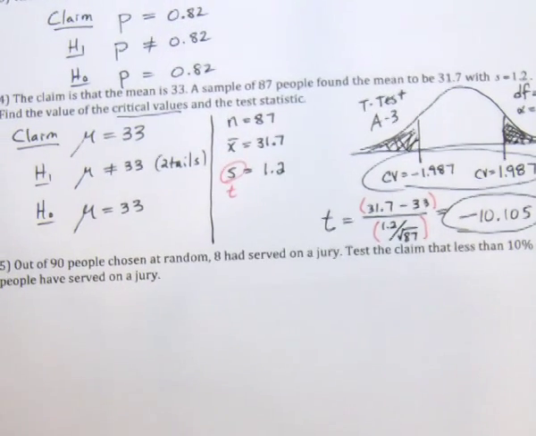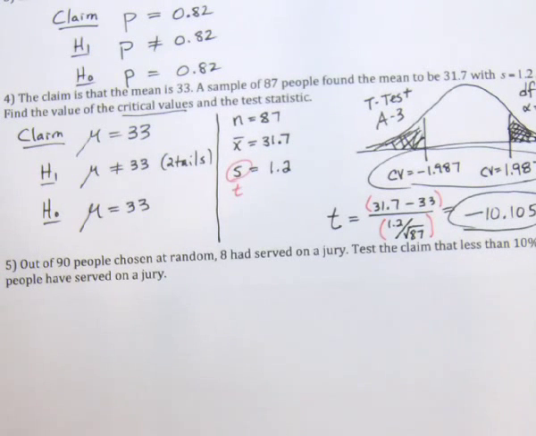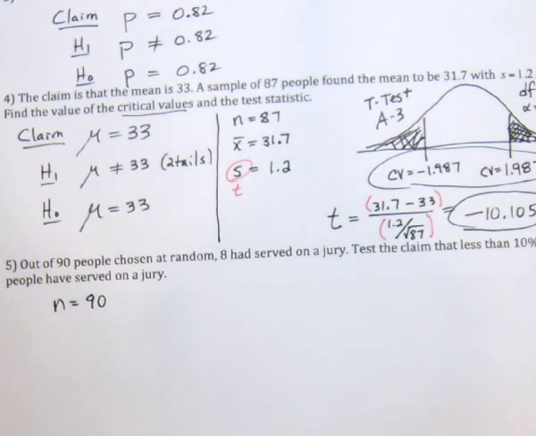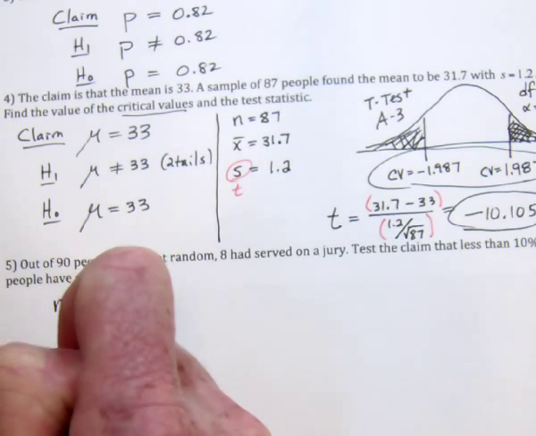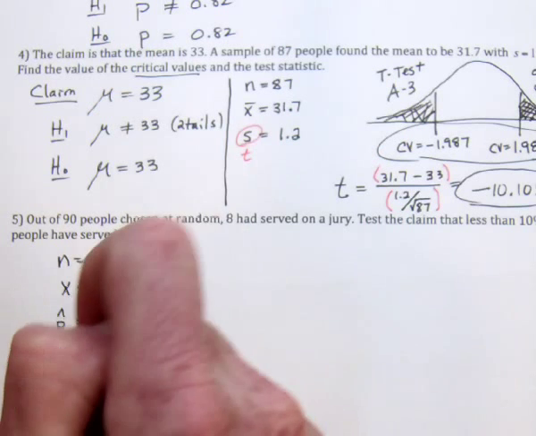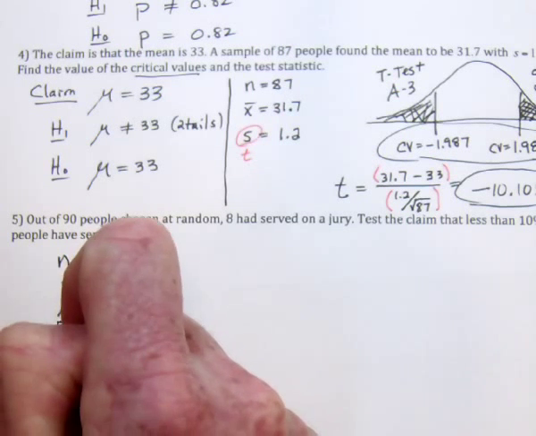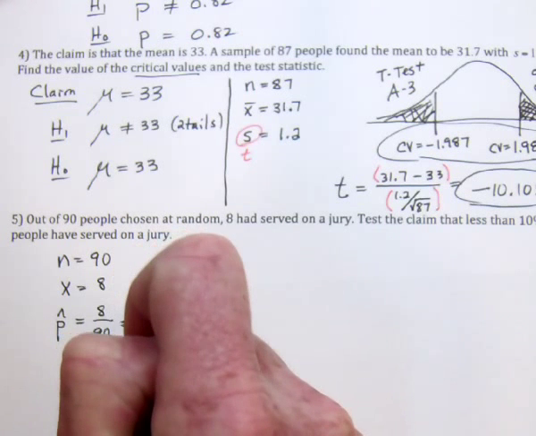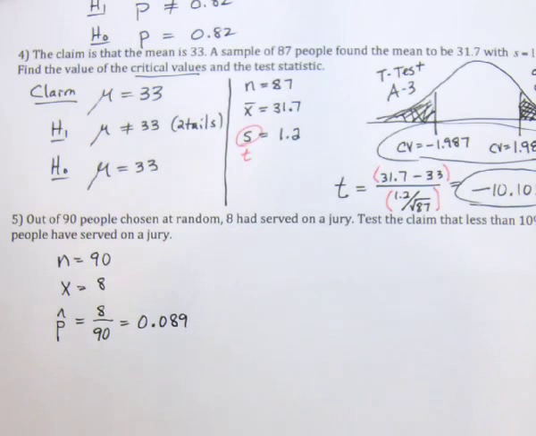Okay, number 5 is going to be a full-fledged example of hypothesis testing. So out of 90 people, so that's my sample evidence, n equals 90 people, x equals 8 had served on a jury. So then I could just divide those two numbers to find out what percent that is. That's called the sample percentage, or the p hat. So simply divide 8 by 90, and it is 0.089. So 8.9%.